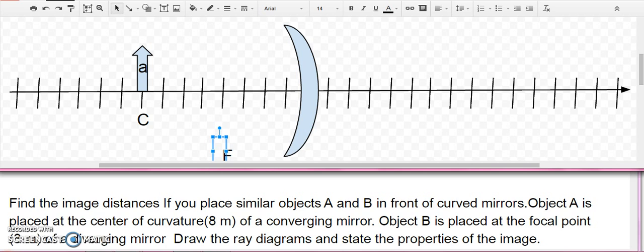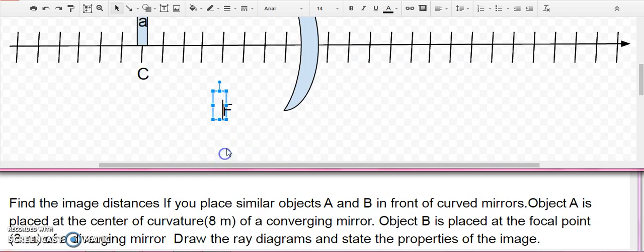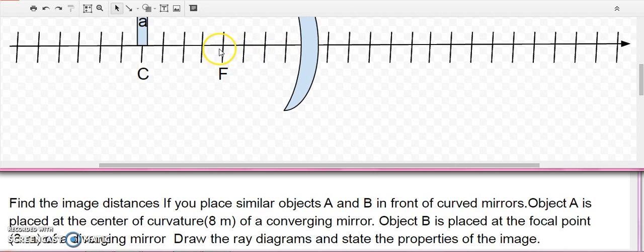So let's start with object A. Each one of these tick marks is 1, and here we have our object and the center of curvature. First thing we have to do is find f, which our equation is f equals c divided by 2. So f equals 8 divided by 2, which equals, simple math, 4. So place this f at 4. 1, 2, 3, 4.